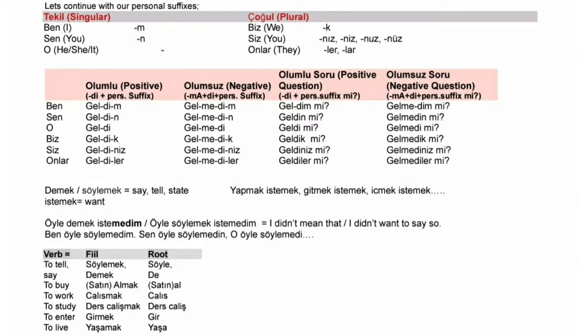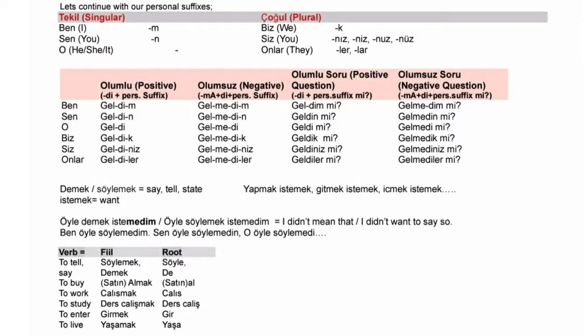So, olumlu soru, positive question. What we have here is the suffix for the tense, di, plus the personal suffix, and then our question suffix mi. So, what's happening now? Ben geldim mi? Sen geldin mi? O geldi mi? Biz geldik mi? Siz geldiniz mi?